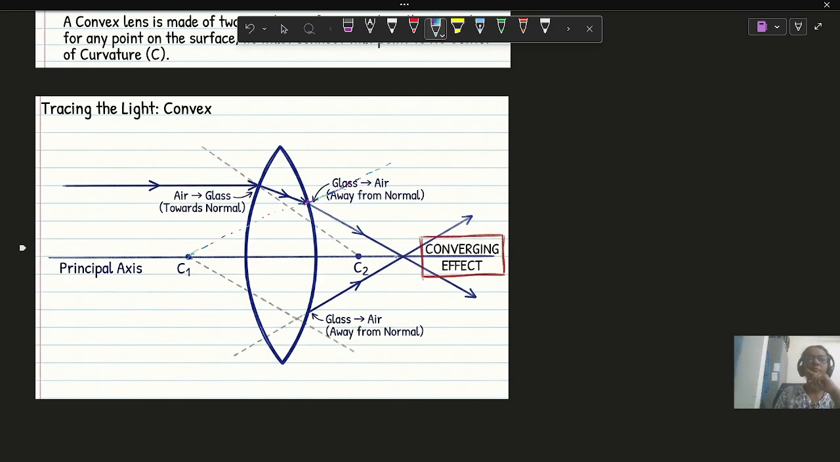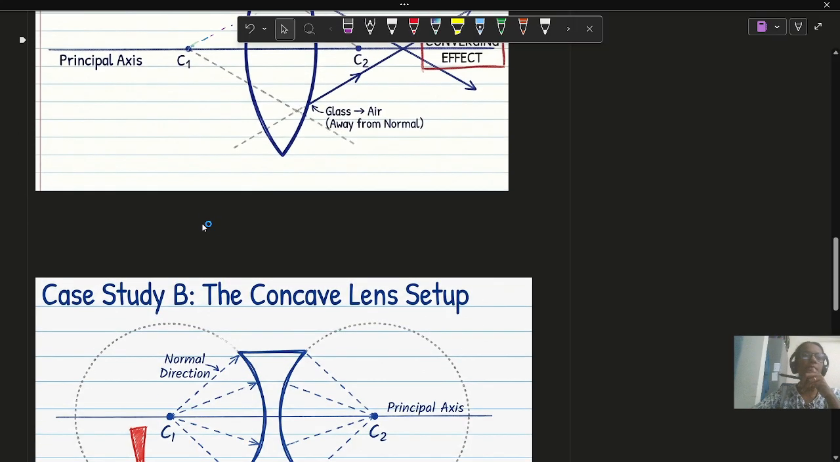It's a very, very important concept, right? Here we are changing from rarer to denser, and light bends towards the normal, but here the normal changes. The normal is this one, and we are moving away from the normal. That's why light converges at a point. In this way we can prove how the converging lens, the convex lens, converges, right?